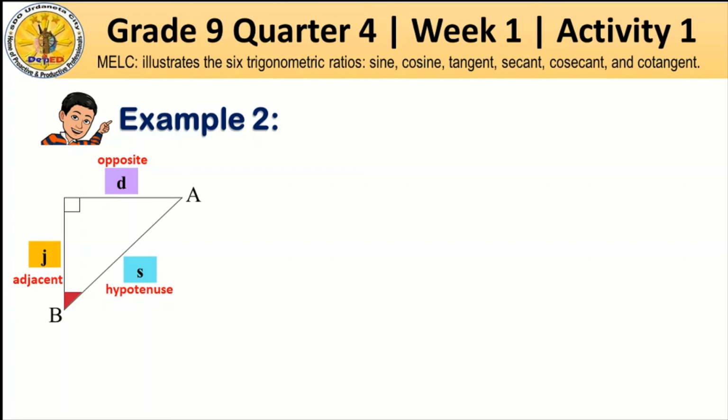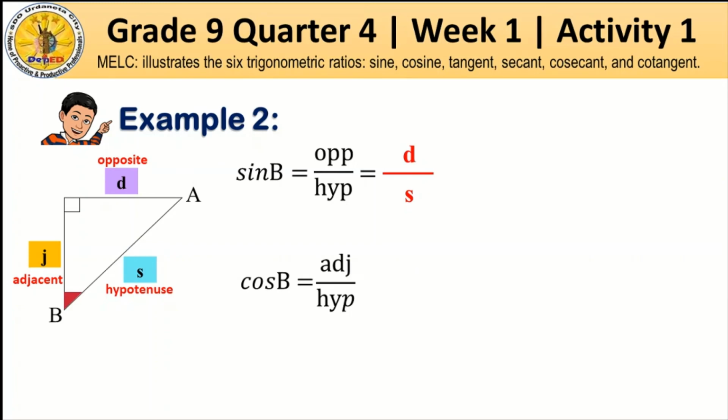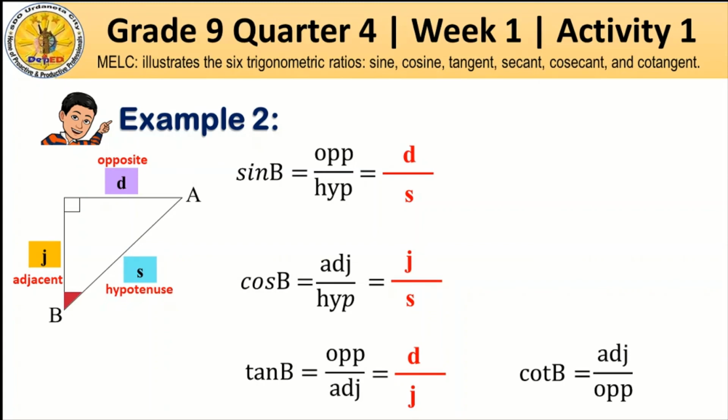The 6 trigonometric ratios are, we have sine B, that is equal to opposite over hypotenuse, and based on the illustration, that is D over S. Cosine B is equal to adjacent over hypotenuse, or that is J over S. Tangent B is equal to opposite over adjacent. Substituting, we have D over J. Cotangent B is equal to adjacent over opposite, that is J over D.